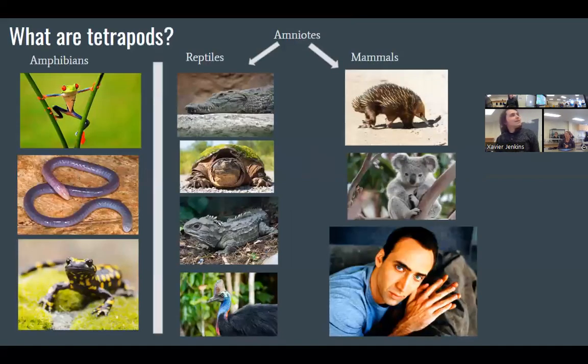So let's get started. So what are tetrapods? Hopefully by this point in your comparative anatomy class, you know what a tetrapod is. Tetrapods include amphibians, including frogs, caecilians, and salamanders, as well as the amniotes, or reptiles and mammals, seen here. Anywhere from a crocodile to Nicolas Cage is an amniote.